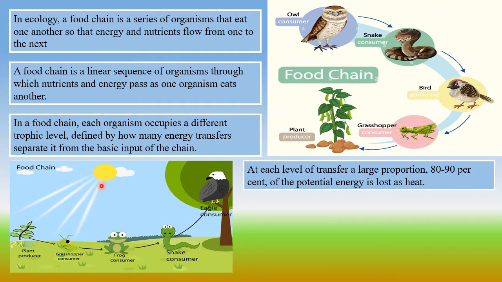Food chain implies the sequence in which food energy is transferred from producers to other consumers, from the primary level to the higher level. At each level of transfer, a large portion, that is 80 to 90% of the potential energy, is lost as heat, and only 10% is transferred to the next level.